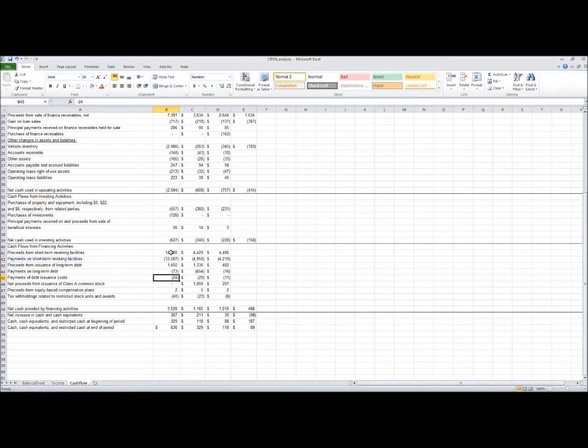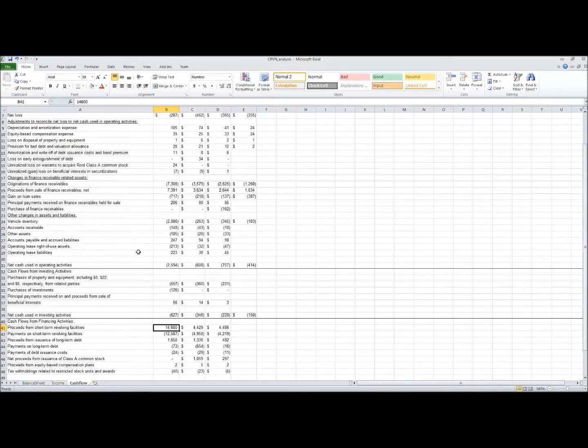So they go ahead and get 14.6 billion, and notice how they paid 12.5 billion in short-term. That tells you exactly what's going on. They basically have to pay back that short-term. All this short-term financing, they had to pay back almost all of it except for a couple billion. So here's where the downside is. This is where the issue comes in for the company.